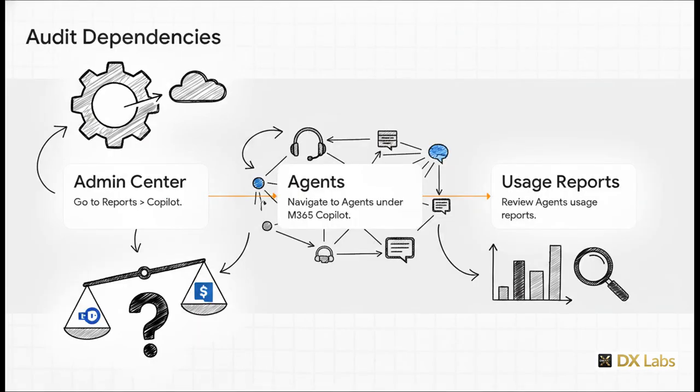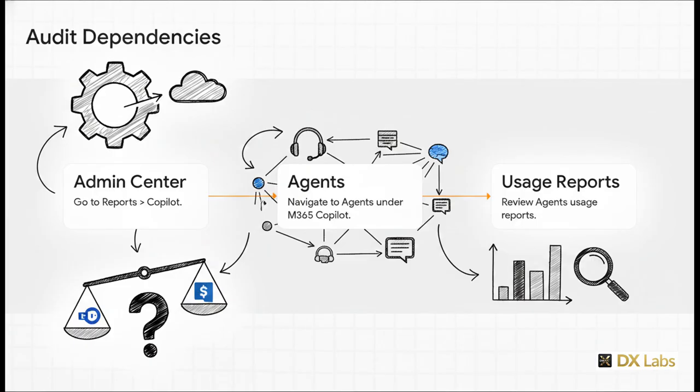So, how do we audit these dependencies and permissions? Here's your next highly testable process. In the Admin Center, you go to Reports, then Copilot, and you select Agents. From there, you just review the agent's usage reports. This is exactly how you audit active permissions and verify what we call data source alignment.